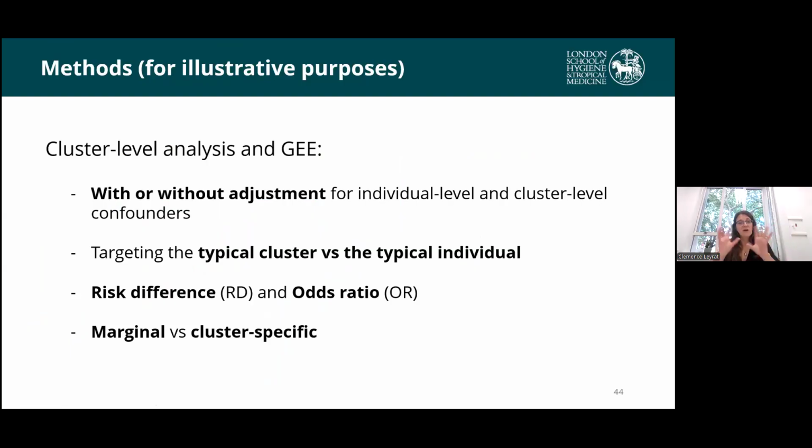So then, although I specify our estimate of interest, we also wanted to compare different methods for illustrative purposes. So we compared a cluster level analysis and a GEE with or without adjustment for confounders, either giving the same weight to every patient or the same weight to every cluster, to estimate risk difference or odds ratios, and to estimate marginal effects versus cluster-specific effects to illustrate whether there are differences in that situation.